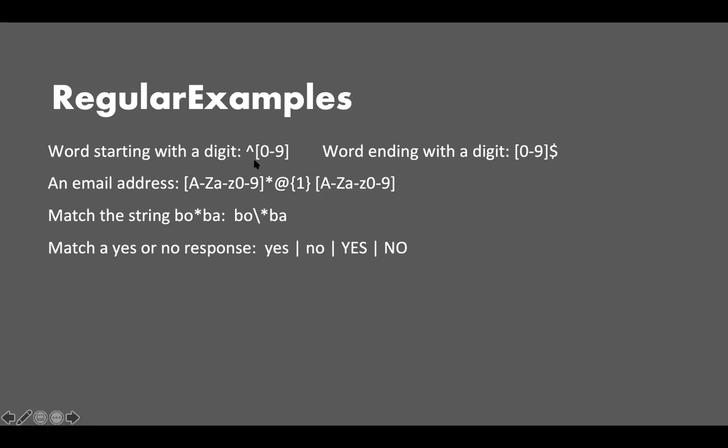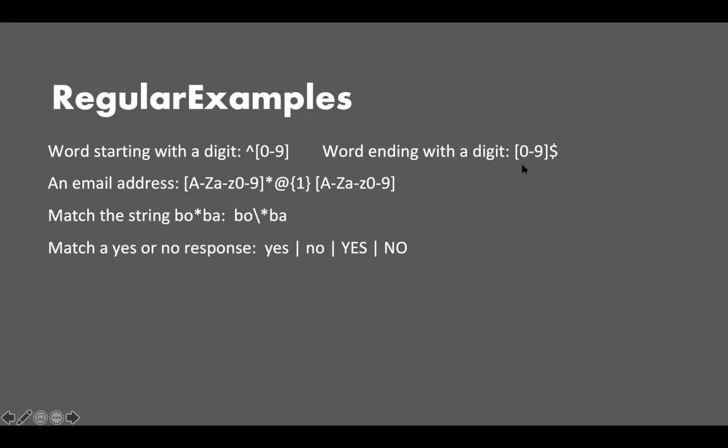So I mentioned in the last slide that that up arrow is called an anchor, and what it does is it represents the beginning of your string. So for instance, if I had this up arrow right here next to the set 0 through 9, that would mean a word starting with a digit. Now, if I wanted a word ending with a digit, all I'd have to do is put a $ at the end of this right here.